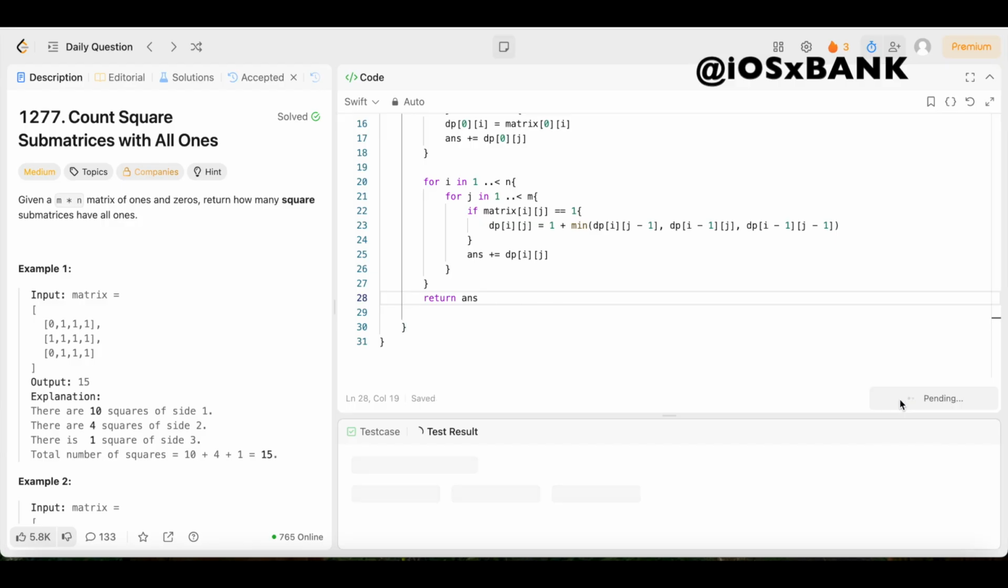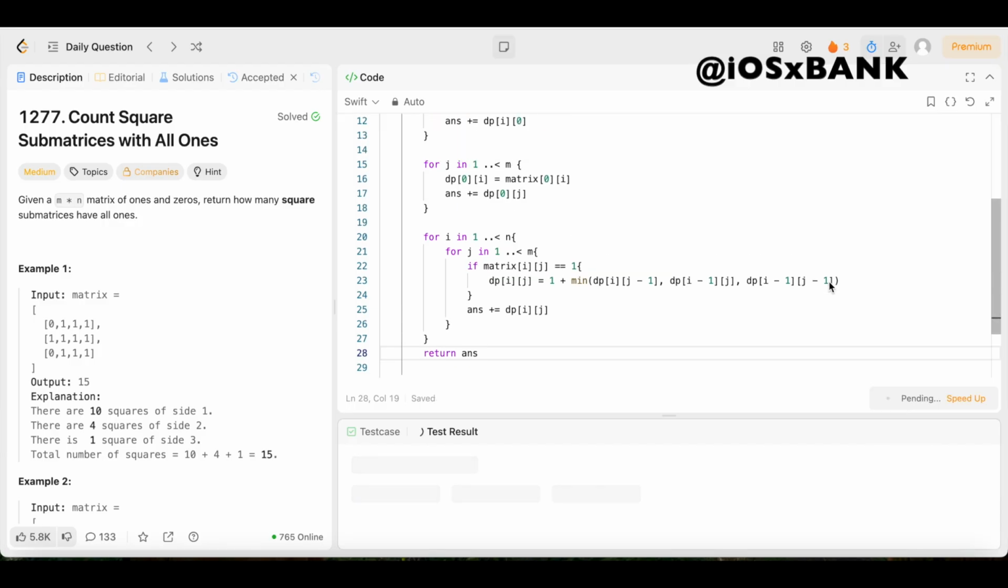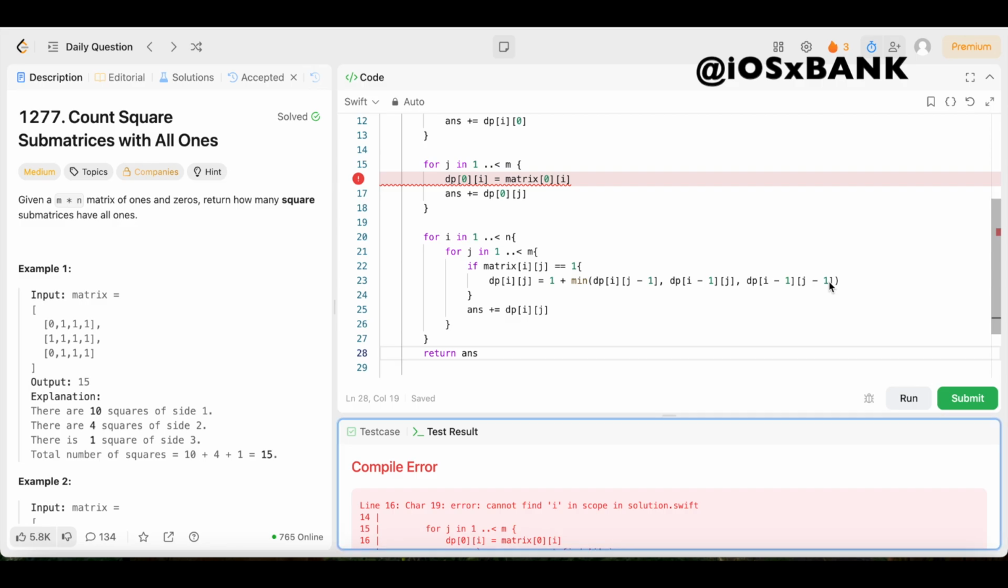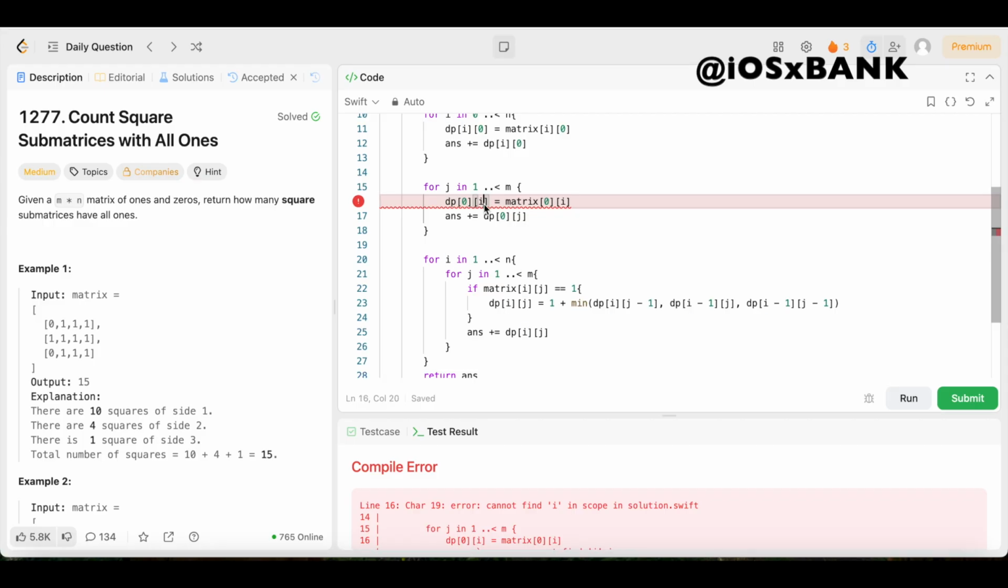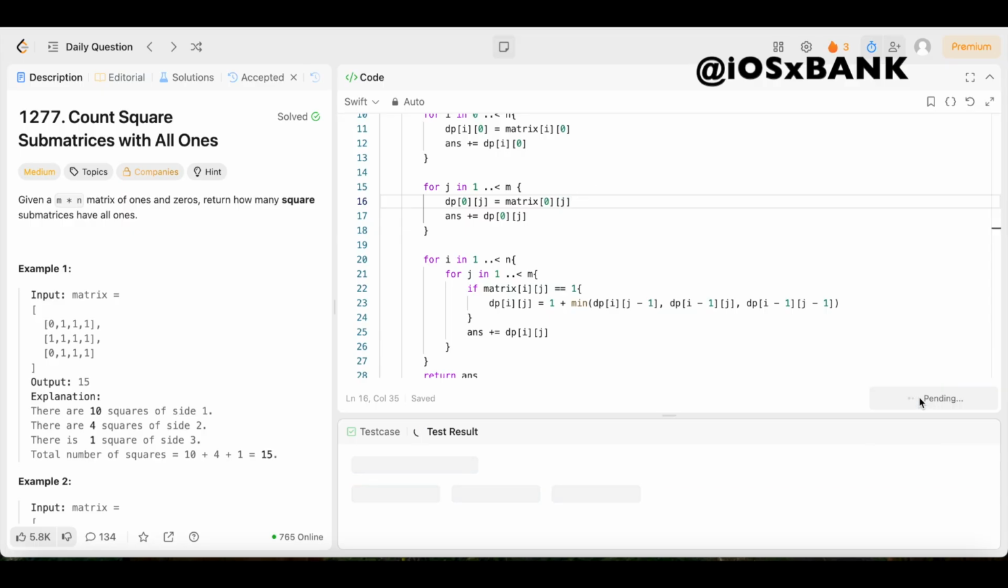Let's give it a run before we submit it. Okay, we have an error. Cannot find i in scope. Oh, sorry, y'all. Yeah, this should be j. Sorry about that, y'all. j. Boom. Let's run it again and see if that does the trick.